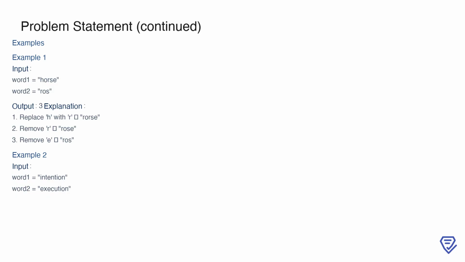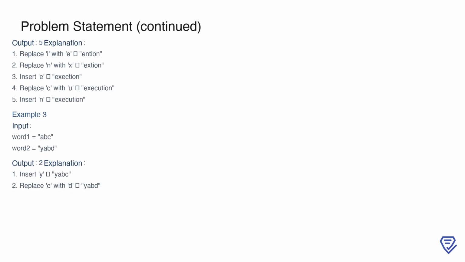For the second example, given word1 as intention and word2 as execution, we will see that the transformation requires more steps. In the second example, transforming intention to execution requires 5 operations. First, replace i with e to form entention. Then, replace the first n with x, giving us extention. Next, insert e to make exetention. After that, replace t with u to form exeuention, and finally, insert c to complete the transformation into execution.